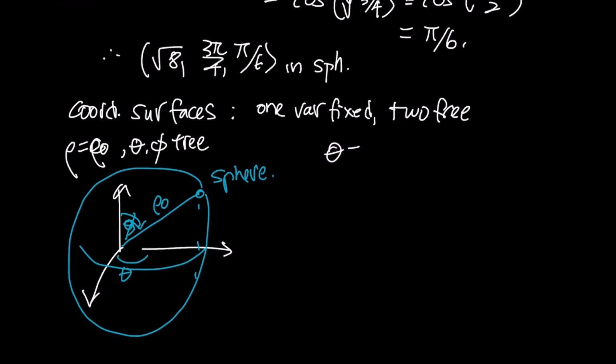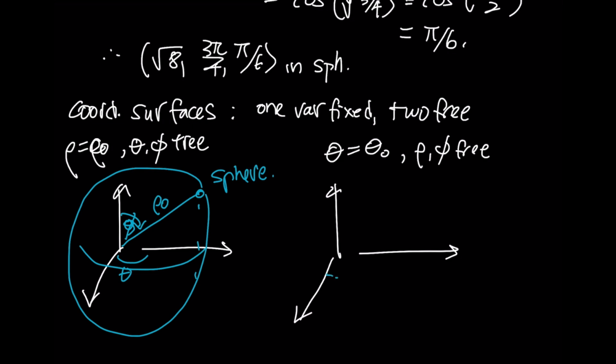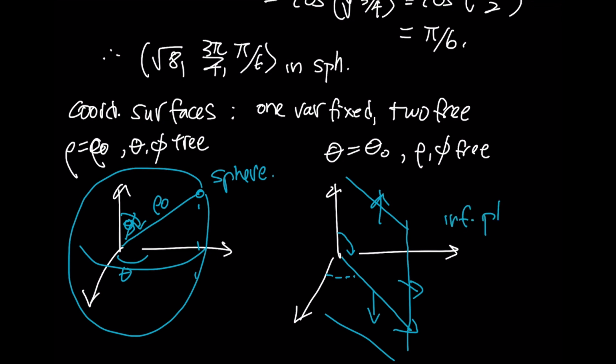If your theta value is fixed at some angle, and rho and phi are free, what ends up happening is that you are now rotating at some constant angle here, and then your radial value is free to go out as far as you'd like, and your angular value is also free to go up and down as far as you'd like, this value in here. So what this ends up generating is an infinite plane, and it will be vertical at some sort of angle.